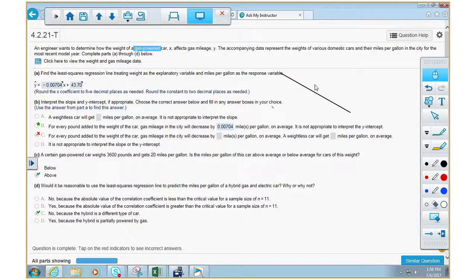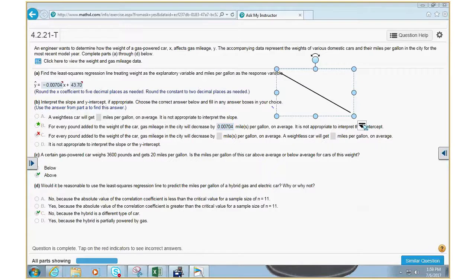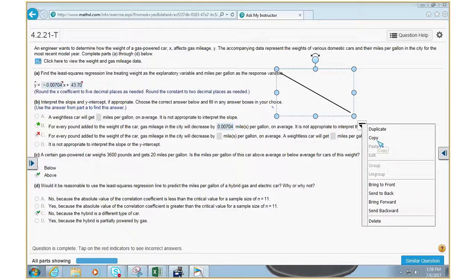Is this a bad question? No, it's not a bad question. Just one you have to think about. Just remember, a car cannot be weightless. That's the only thing you have to remember.